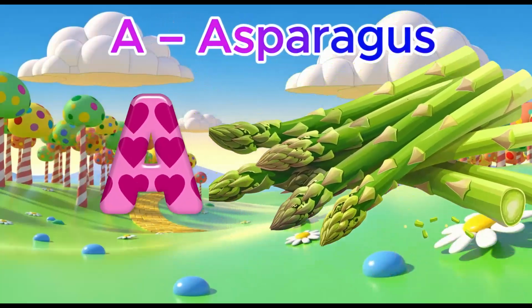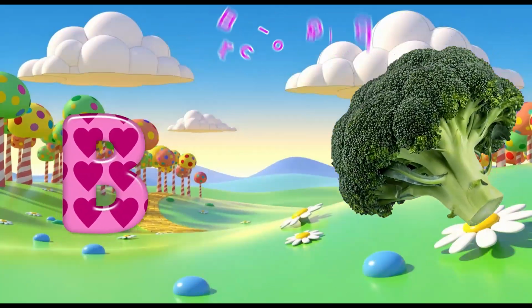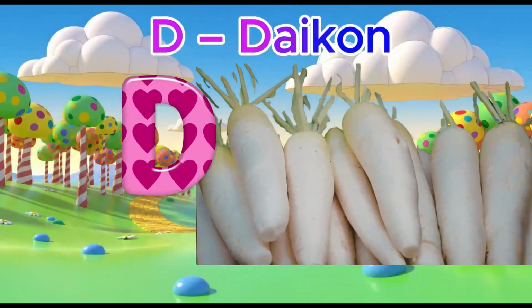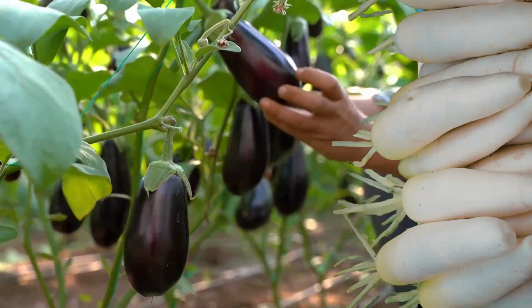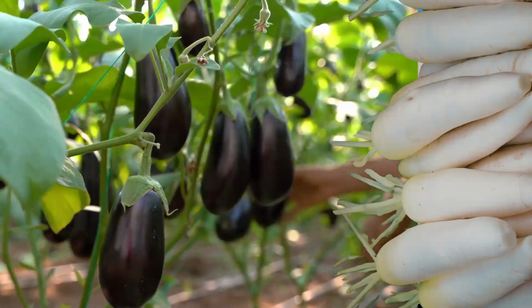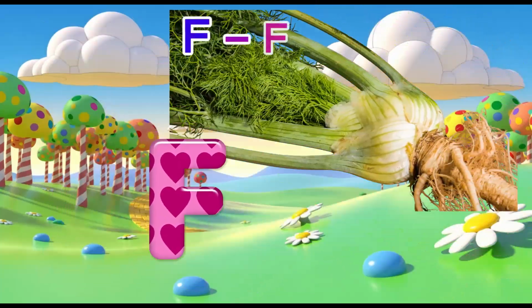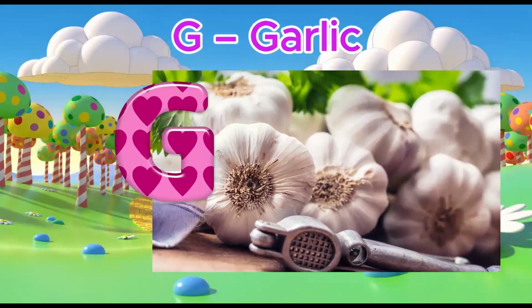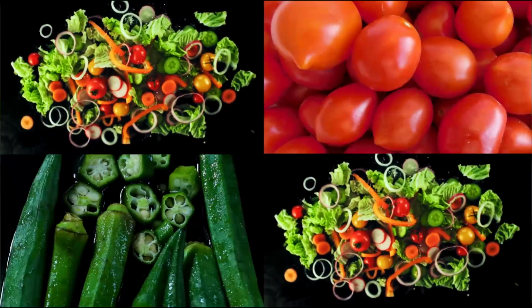A is for asparagus, green and tall. B is for broccoli, tree so small. C is for carrot, orange and sweet. D is for daikon, crunchy to eat. E is for eggplant, purple and round. F is for fennel, fresh from the ground. G is for garlic, strong little clove. H is for horseradish, spicy it grows.